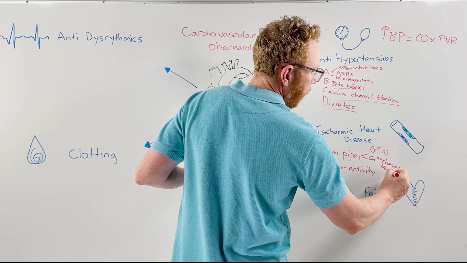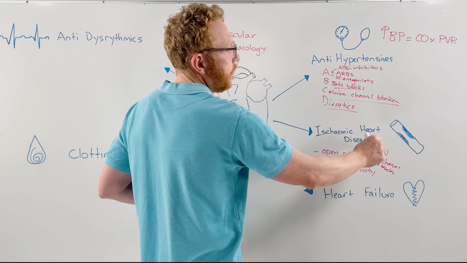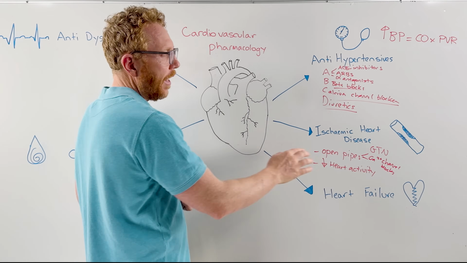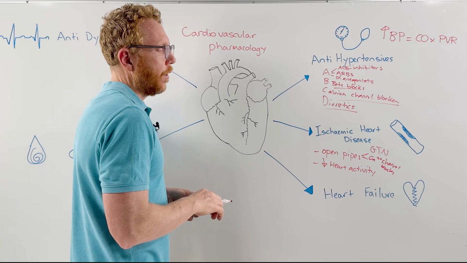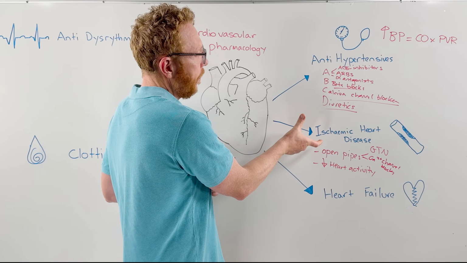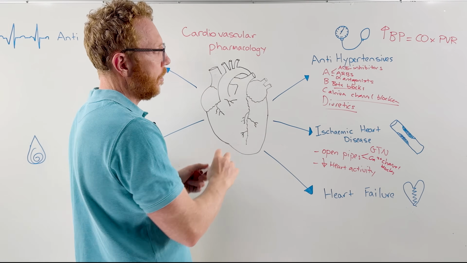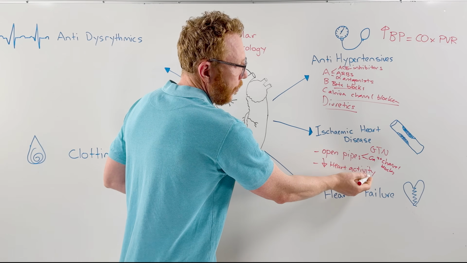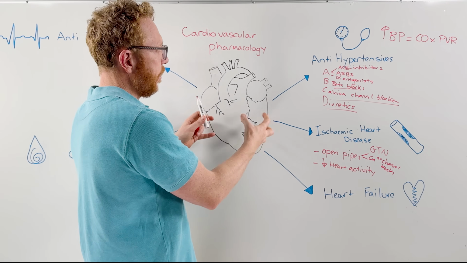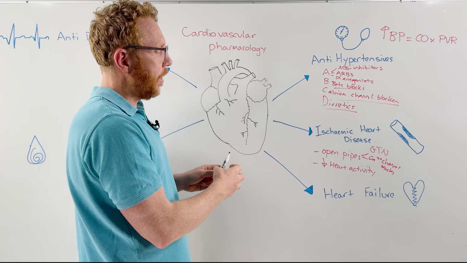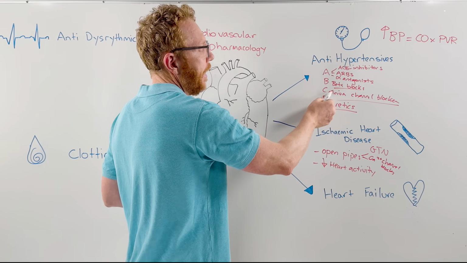So specifically those for the blood vessels themselves rather than the heart. That could be also useful for working in opening the pipes, decreasing the workload of the heart. The other thing we can do is decrease the work of the heart itself. So we can use, like we saw up here, beta blockers.